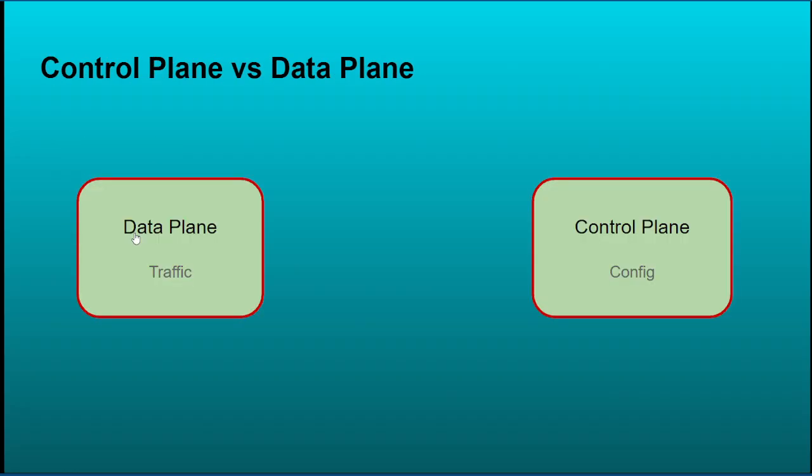Envoy itself lives in the data plane. It handles live traffic. Configuration comes from the control plane, which pushes routing rules, filters, and policies to Envoy. This separation is powerful, but it also means configuration changes can instantly affect production traffic.